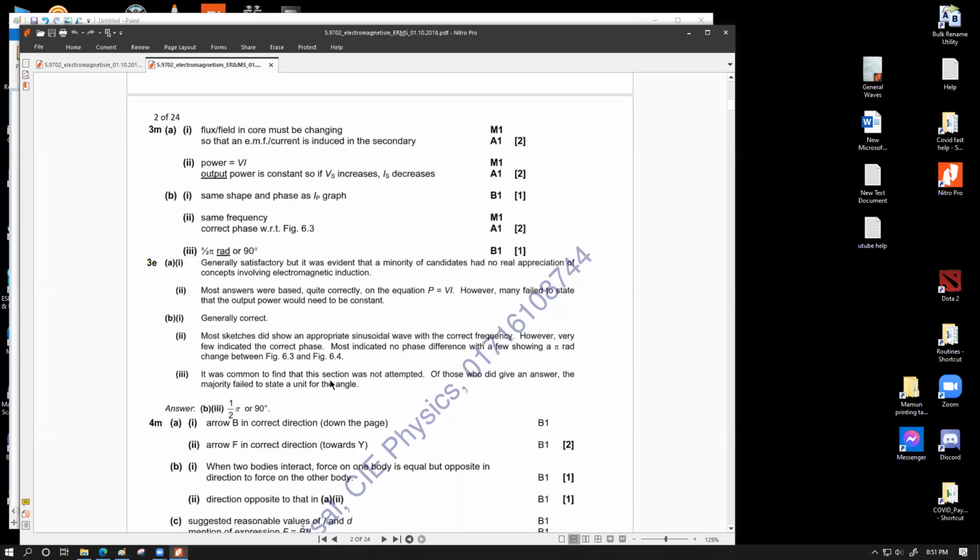It was common to find this question was not attempted. Of those who did give an answer, the majority failed to state a unit for the angle. Why?